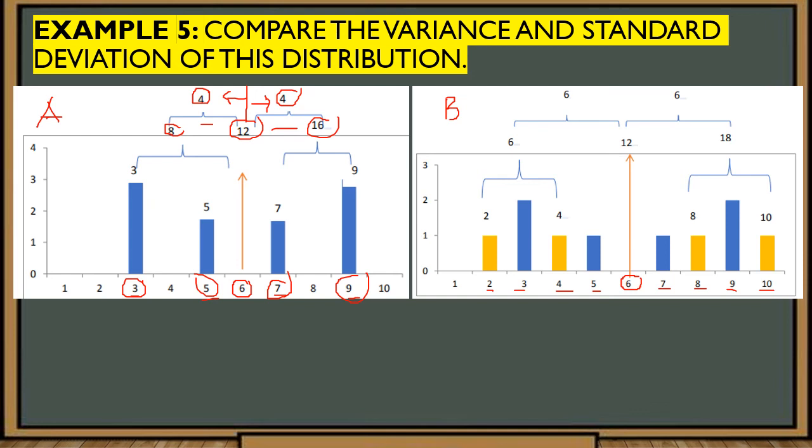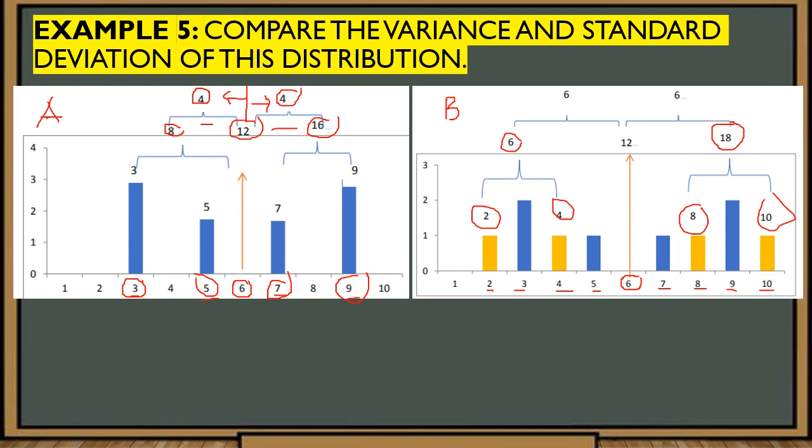Now we will compare two values. This time on the left side of the mean, we will compare 2 and 4. And on the right side, we have 8 and 10. So simply add the two values on the left side of the mean. So 2 plus 4 is 6. And on the right side of the mean, we have 8 plus 10, we have 18.